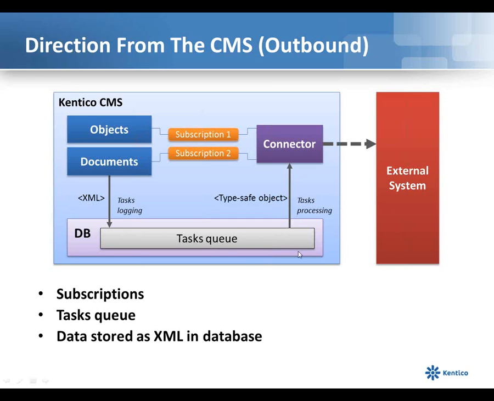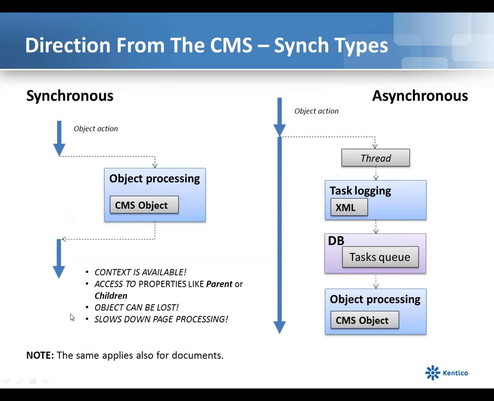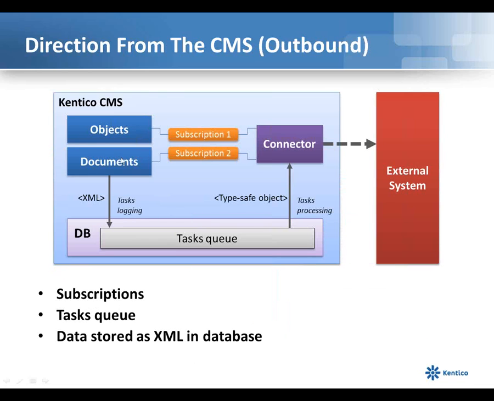So you cannot get back to it later on. That would be considered a disadvantage, and since it is happening within the page request, it's slowing down page processing as well. So if something happens in here and you're trying, in a loop, to contact the external system, it could slow down the whole processing. When I'm talking about objects, the same applies to documents as well. So generally you can see it in here, objects or documents.